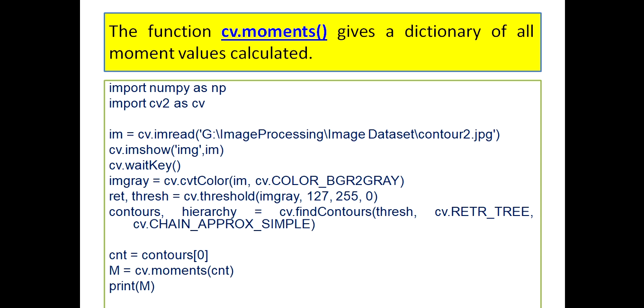Now the main part of discussion is this one, that is cnt is contours[0], that is we are considering one contour.